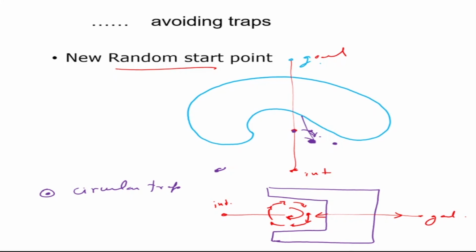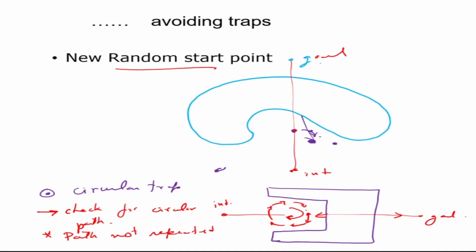So in this particular case, you should be able to check for circular motion, circular path. So the path should not be repeated. The way it is done here is that the path is not repeated.